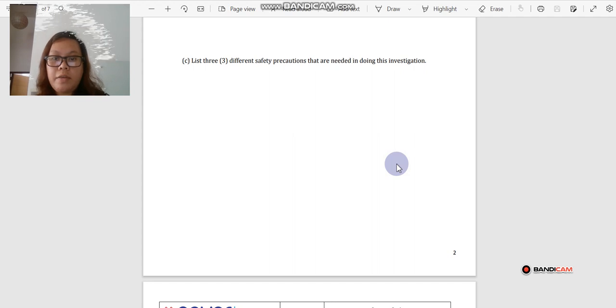List three different safety precautions that are needed in doing this investigation. Need to wear gloves, goggles, and lab coat.